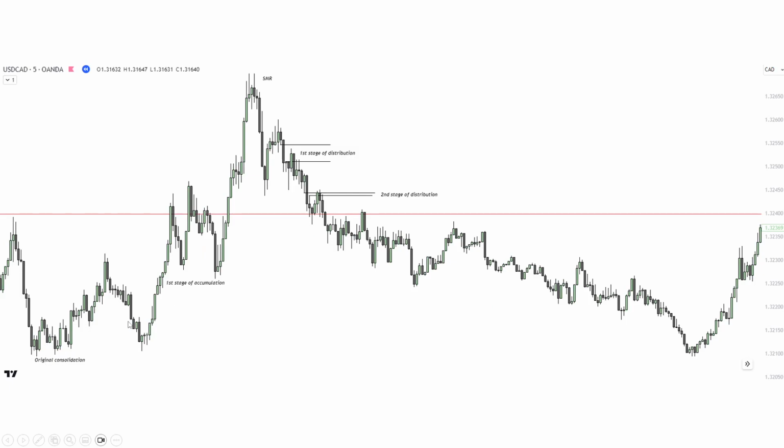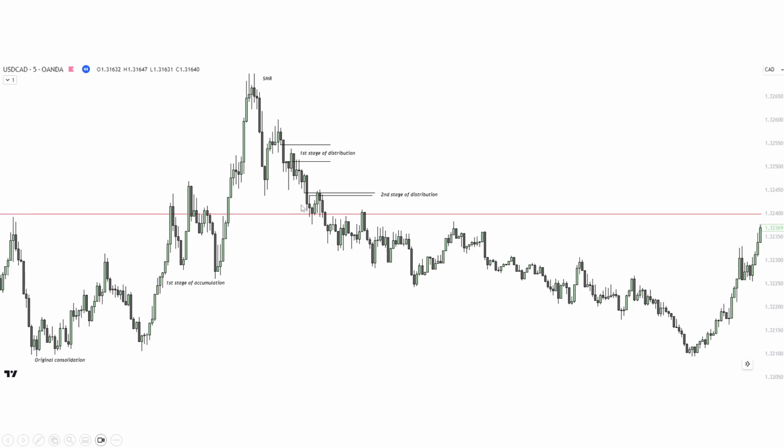You can really see the market maker model here. This is your original consolidation. This is your first stage of accumulation towards the buy side of the curve. Then within the daily fair value gap, you get your smart money reversal, and this will be your low risk sell. And now we start to accumulate within a fair value gap after the low risk sell. So this will be the first stage of distribution in my eyes.